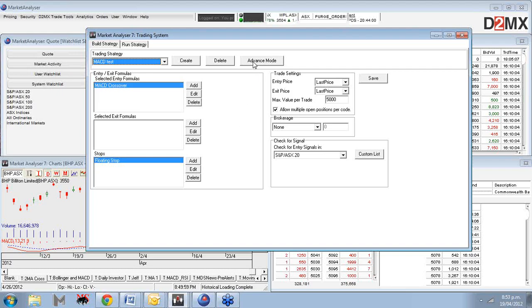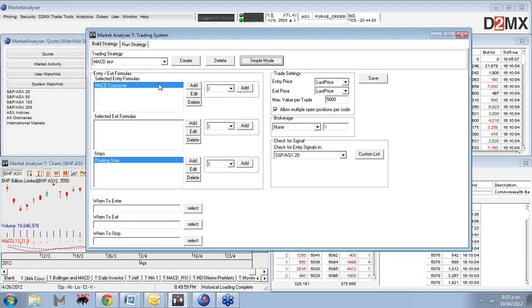Now here you have an advanced mode. You click on advanced mode and it gives us the opportunity to add in other formulas or other indicators. So if we're looking for a MACD crossover, and what Wayne suggested is that the price is below a 30-day moving average, we add a second indicator, and we can have it and, or not, but let's use and. You can also use brackets to group things. So we're going to use and, and we add in a moving average.